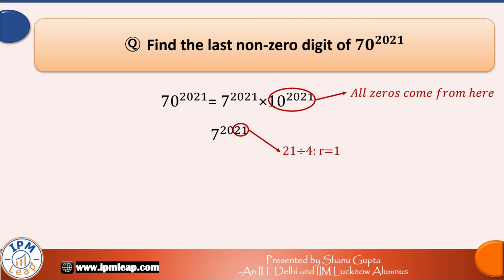We get 1 as remainder. The power lies at the first step of the cycle. So, unit digit of 7 raised power 2021 will be the same as that of 7 raised power 1, which is 7. Our answer is 7.